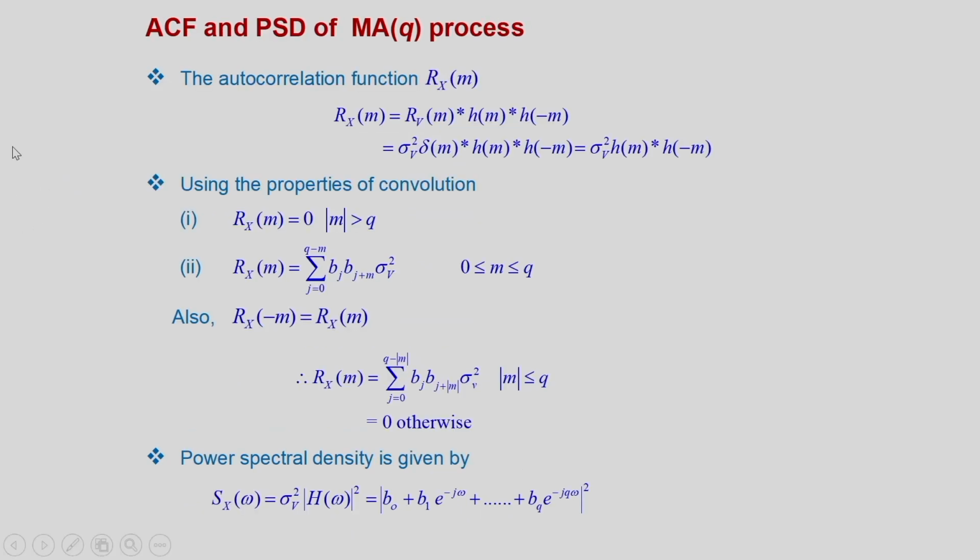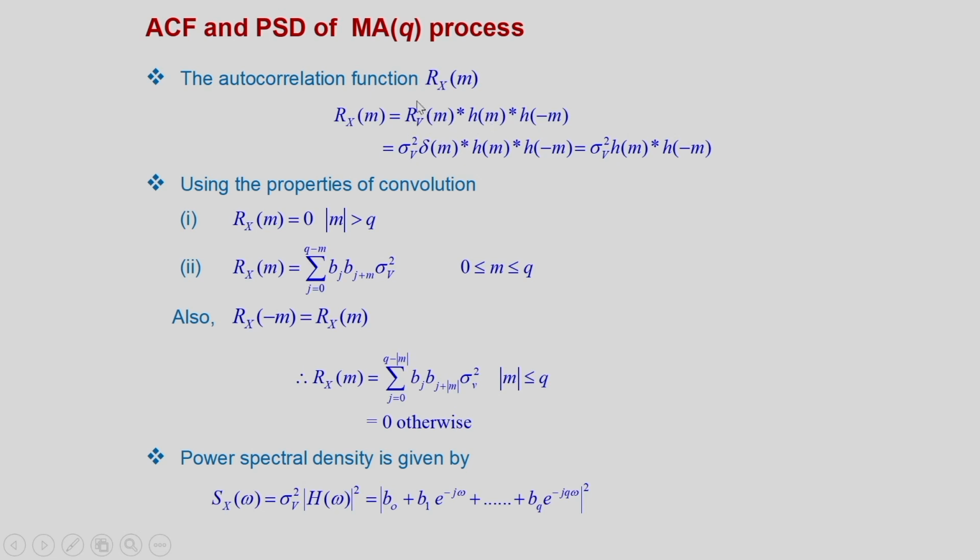We know that if it is a WSS process, it is characterized by its autocorrelation function and corresponding power spectral density. We will see what the ACF, autocorrelation function, and PSD, power spectral density, of an MA(q) process are. The autocorrelation function R_x[m] is equal to R_v[m] convolved with h[m] convolved with h[minus m]. We derived this relationship while studying the response of a linear system to WSS input. There we established that the output autocorrelation function is the convolution of the input autocorrelation function with h[m] and h[minus m]. h[m] is the impulse response of this system.